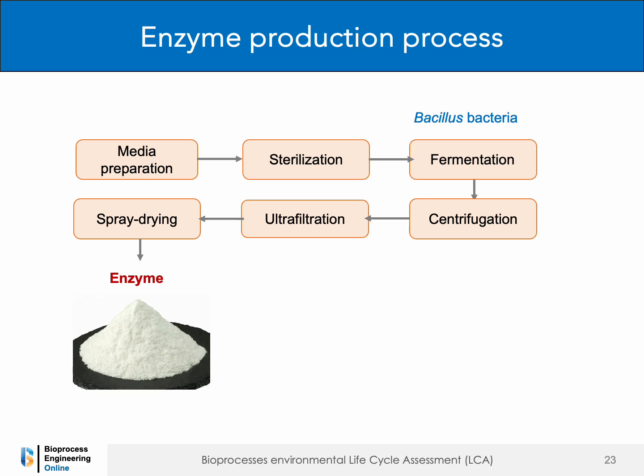Enzymes are currently produced by fermentation processes using microorganisms, for instance Bacillus bacteria, that secrete the enzymes. The enzyme production process by microbial fermentation involves the upstream operations of media preparation, sterilization, and fermentation. For enzyme production, typical downstream operations are the centrifugation of the cellular biomass, the concentration of the enzyme solution by ultrafiltration, and the final spray drying for the production of an enzyme powder.